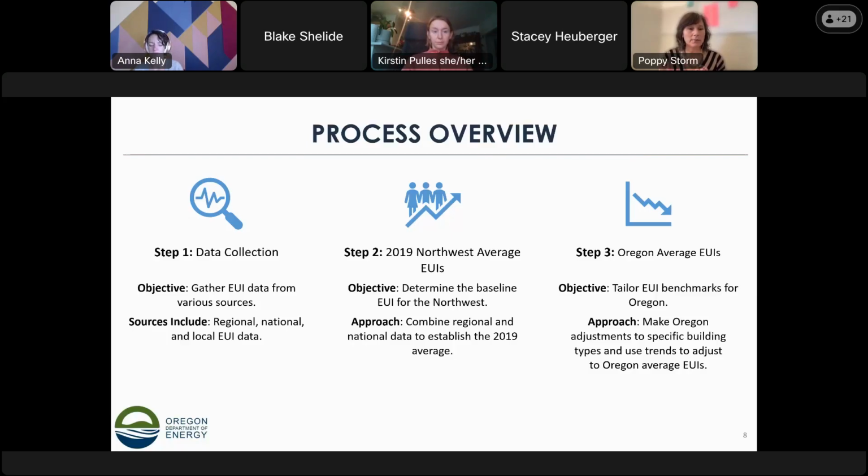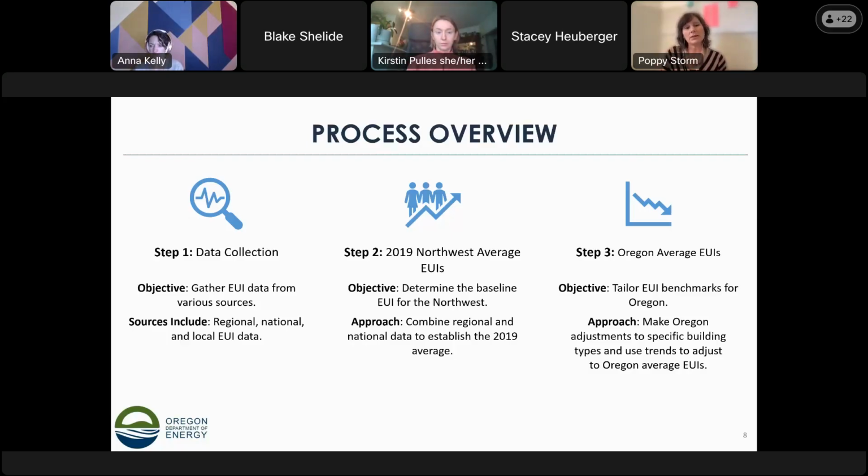And we're combining the regional and national data in a way that leverages wherever possible the regional data and just fills in with national data that is climate adjusted when and where we don't feel like we have either any EUI for that building type or we don't feel like we have a reliable EUI.